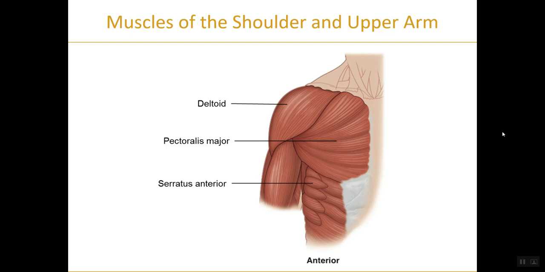Okay, muscles of the shoulder and the upper arm. It's on page 168. The one we discussed is the deltoid muscle. Okay, that is the muscle of the upper arm, and this is a common muscle for an intramuscular injection, generally a small volume of fluid.